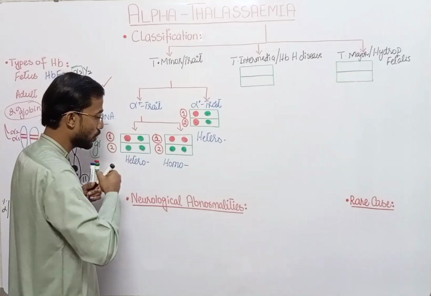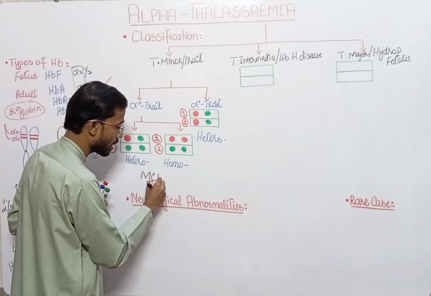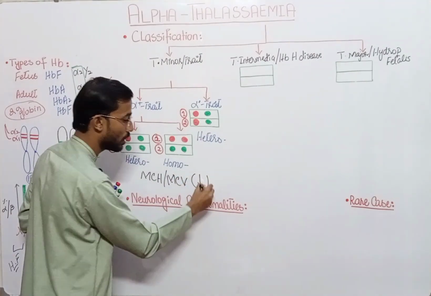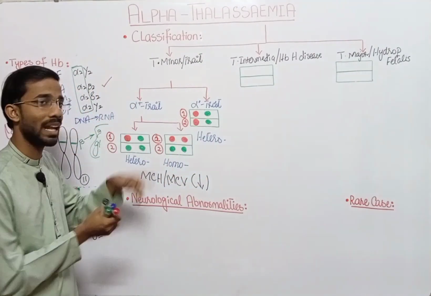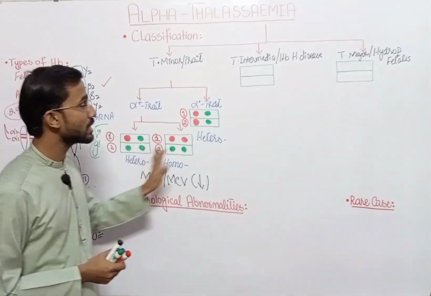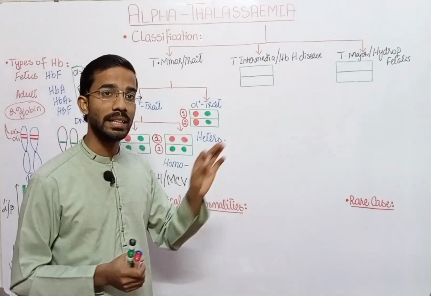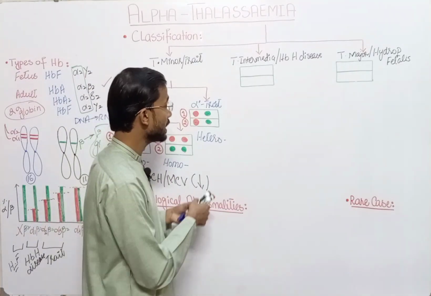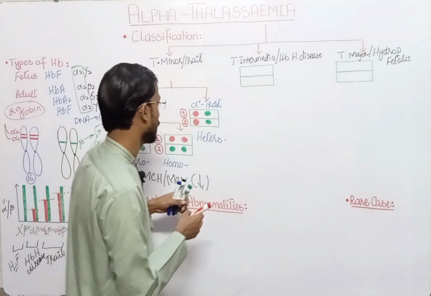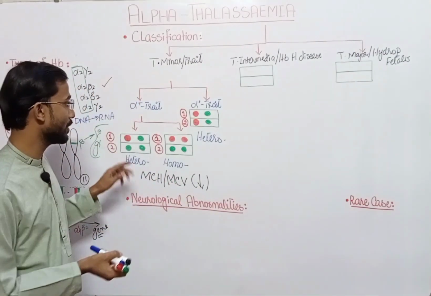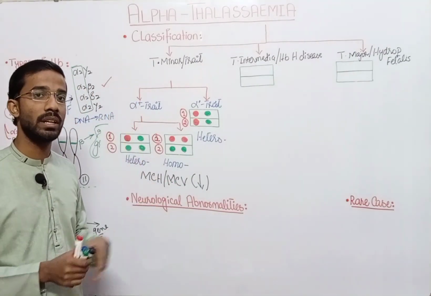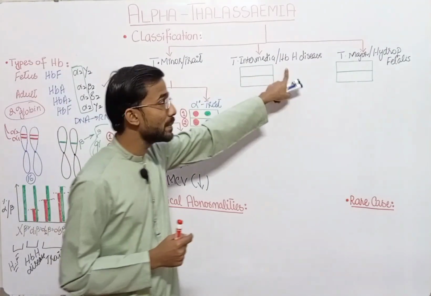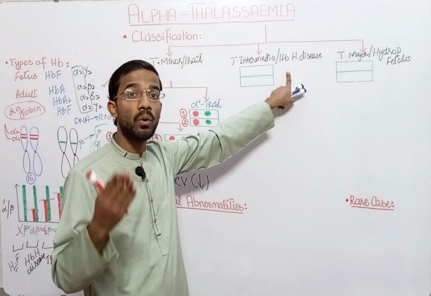And in this case, you will see MCH and MCV will be low in case of thalassaemia minor. Next, if we move towards thalassaemia intermedia, or you can say HbH disease. In this disease, up till now we discussed the defect in two alleles. In HbH disease, there are four defective alleles.